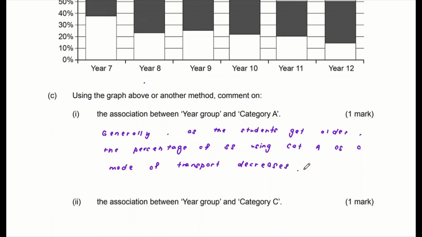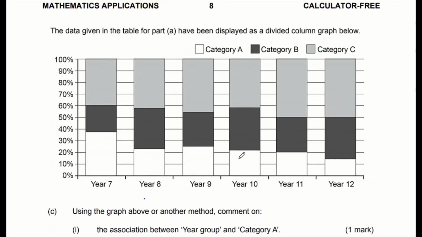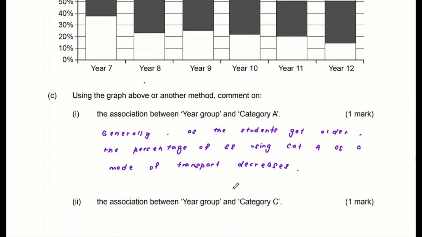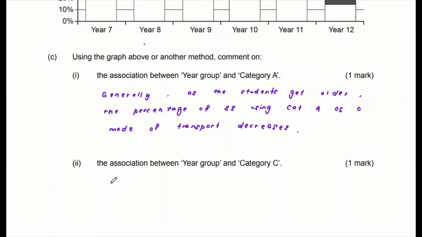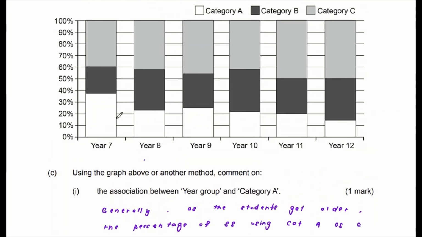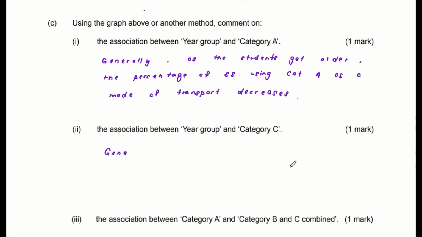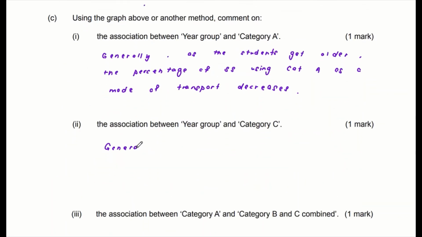The association between the year group and category C. So you're only looking at the year group and category C. In this case, same thing, you can see generally from 60%, it increases slightly, decreases slightly, but continues to increase. So we can talk about it generally as well because this is only 1 mark. If it's 2 marks, then it would be good to write as detailed as you can. You can say that from year 7 to year 9 there's an increase, from year 9 to year 10 an increase a little bit, then it continues to decrease until year 11. But in this case, we can just answer it generally.